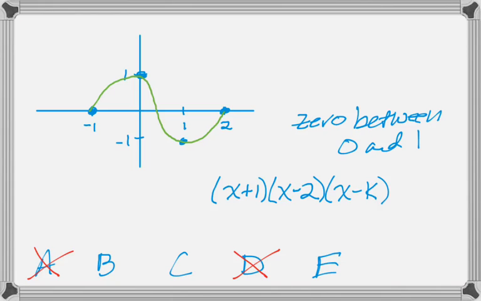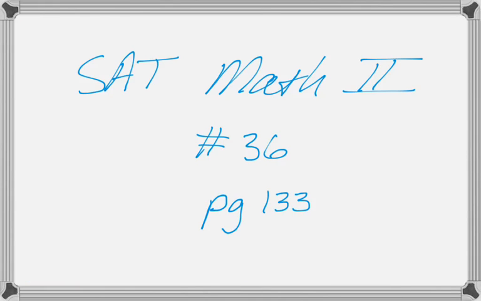So I'm looking at the answer choices now, and I'm looking for one that has an additional factor of x minus something, where that something is between 0 and 1. And looking at that, I can cross off C and E, so the answer has to be B. So that's how I would deal with this. It kind of looks like a calculator question, but it's really not. Let's move on. So 36.